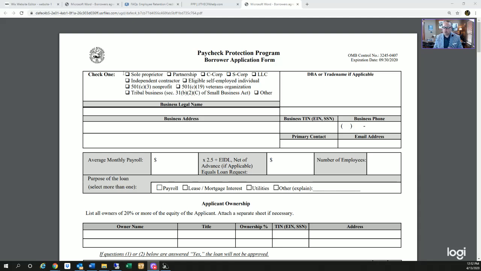Average monthly payroll. So look up above: for the partnership, the C Corp, the S Corp, I guess probably the LLC if that's what the bank wants you to do, 501(c)(3), veterans organizations, and the tribal business, you're going to take your salaries, your wages, all on W-2. No, it does not include who you pay as a 1099. No, it does not include the distributions. No, it doesn't include anything else but wages, W-2, period, the end.